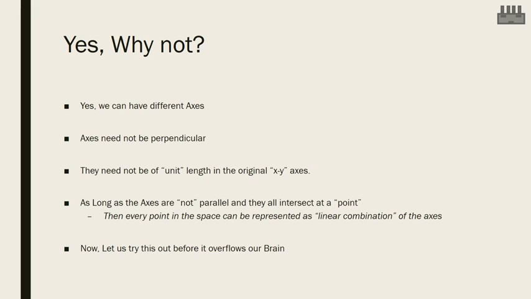As long as the axes that you choose are not parallel and they all intersect at a point, every point in the space can be represented as a linear combination of the axes. When I say linear combination of the axes, you can give a new coordinate system, just like how you put two perpendicular lines and then put 0 1 2 3 and say, hey, this is a coordinate system. Similarly, you can just choose two arbitrary vectors of any different length, say, hey, this is my coordinate system, and start assigning coordinate points to each point in the new system.